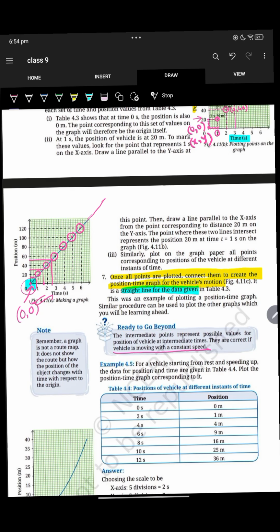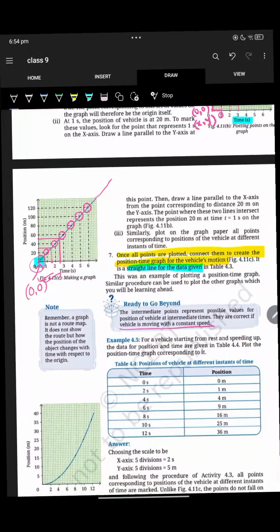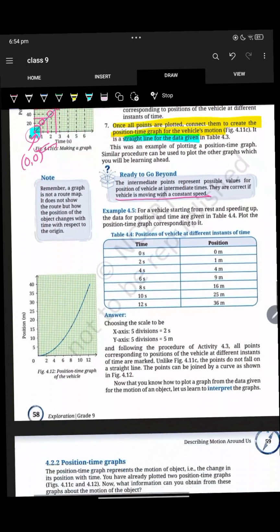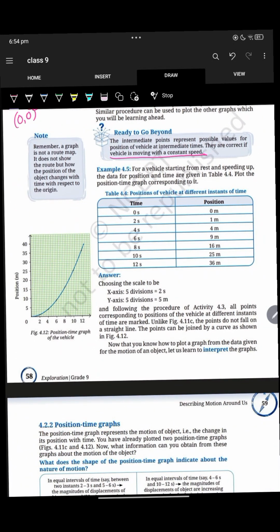Okay. So it is a straight line passing through the origin. Such a plot actually shows that the vehicle is moving with a constant speed. But of course, if it is a distance time or position time plot, so position being on the y-axis and time on the x-axis. Next, another example is given.